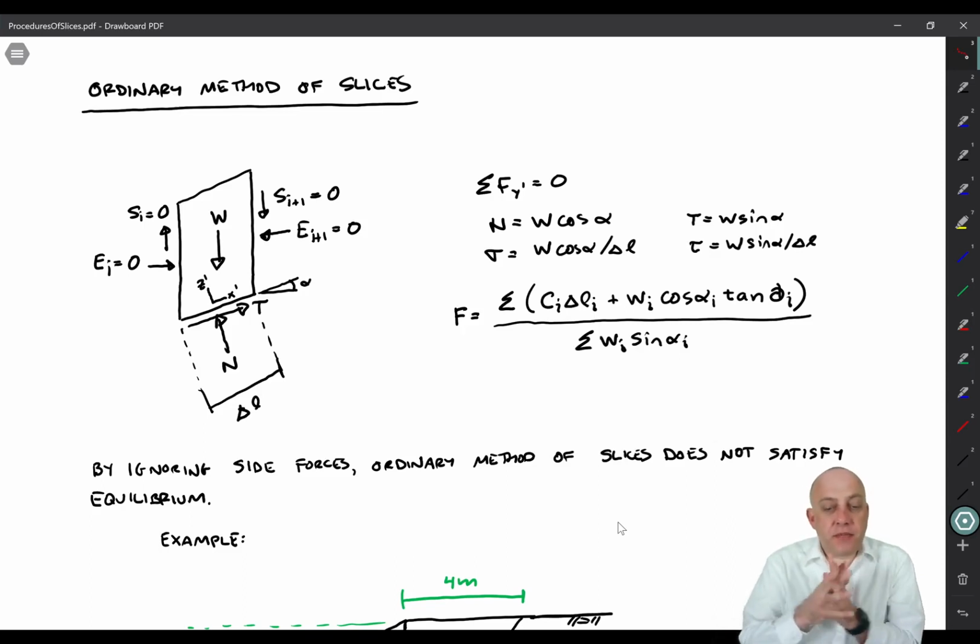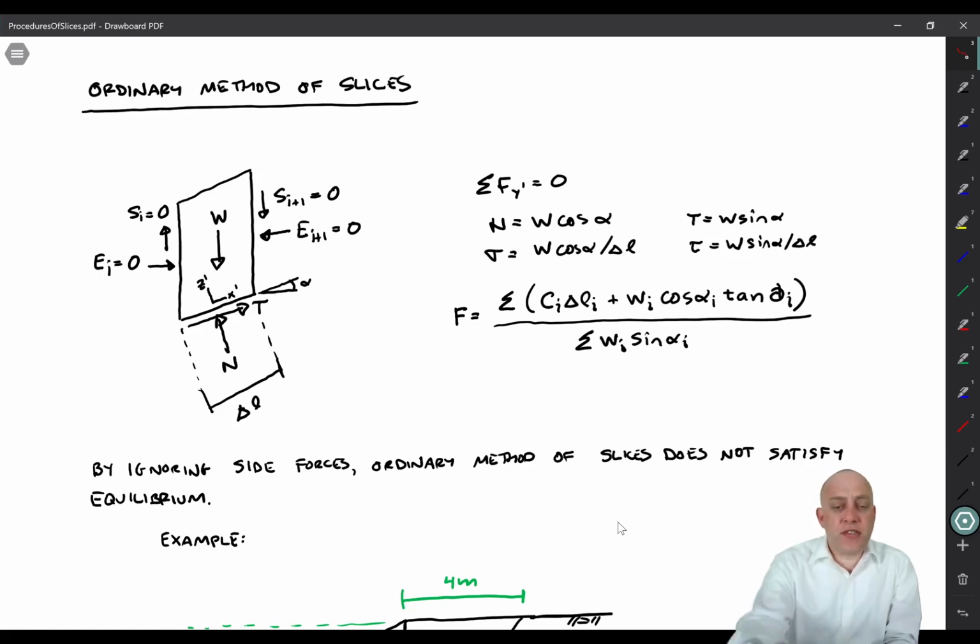All right, so we've established what the procedure of slices is, and that we need to develop some assumptions about the inner slice forces in order to render a solution that can come from conditions of static equilibrium. What we'll do now is start looking at procedures of slices. The reason there are multiple procedures of slices is that since we're making assumptions, there's room to make different assumptions. And you'll get different solutions for factor of safety based on what those assumptions are.